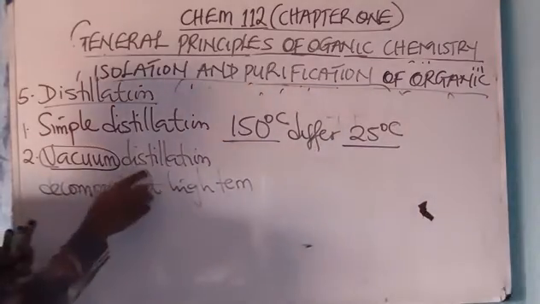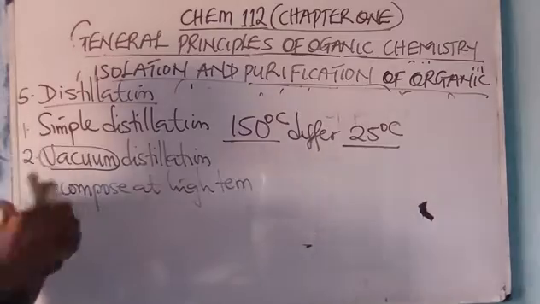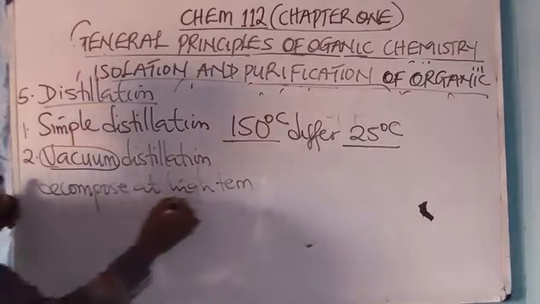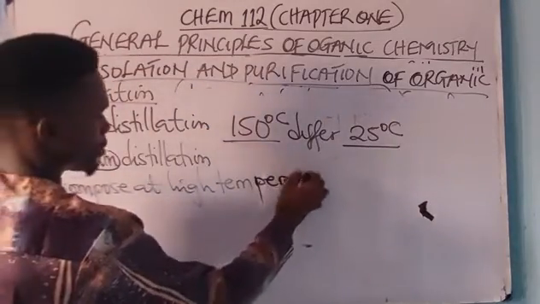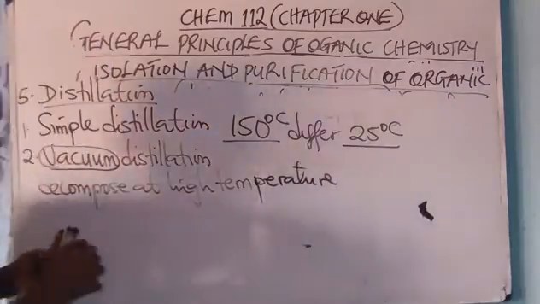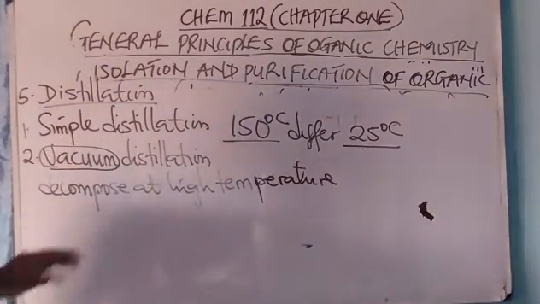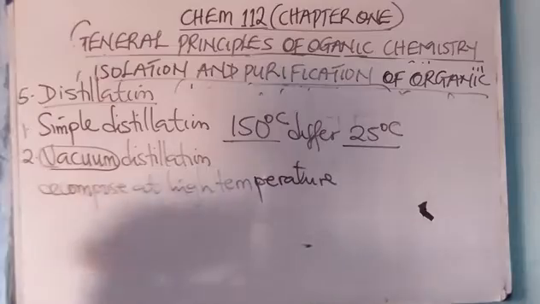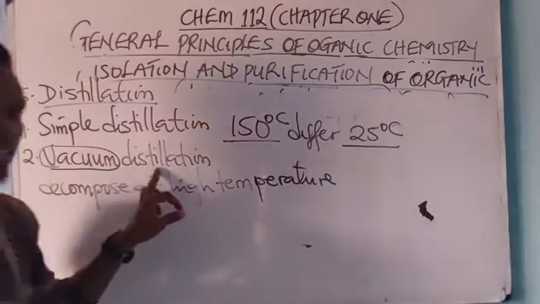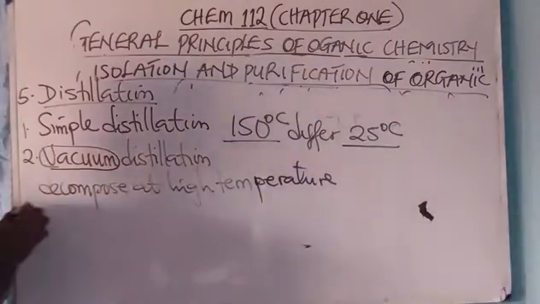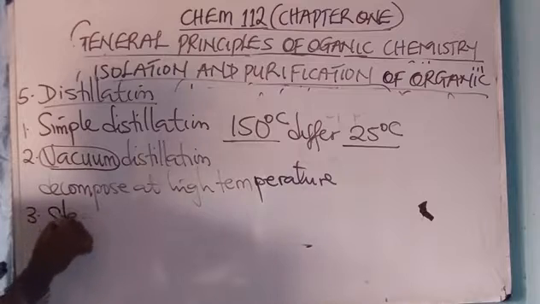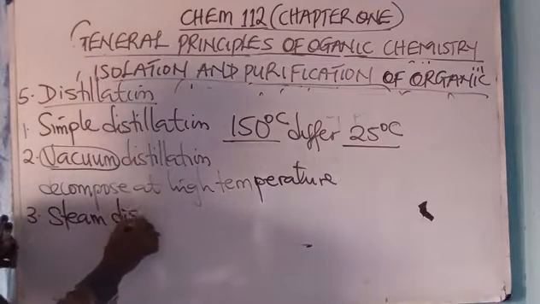Now, I said vacuum distillation is used to separate compounds that decompose at high temperature. Please take note of that. So compounds that are prone to decomposition at high temperature are separated through vacuum distillation. Now, number 3 is steam distillation.